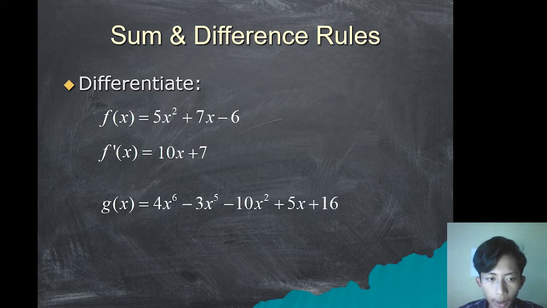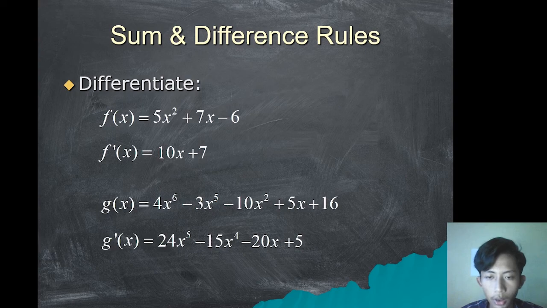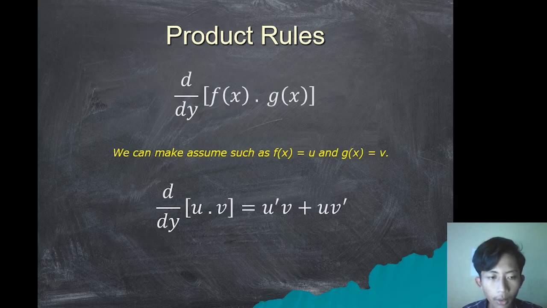And the next example is h(x) is equal to 4x to the power of 6 minus 3x to the power of 5 minus 10x squared plus 5x plus 16. h prime x is equal to 24x to the power of 5 minus 15x to the power of 4 minus 20x plus 5. And the next is product rule.